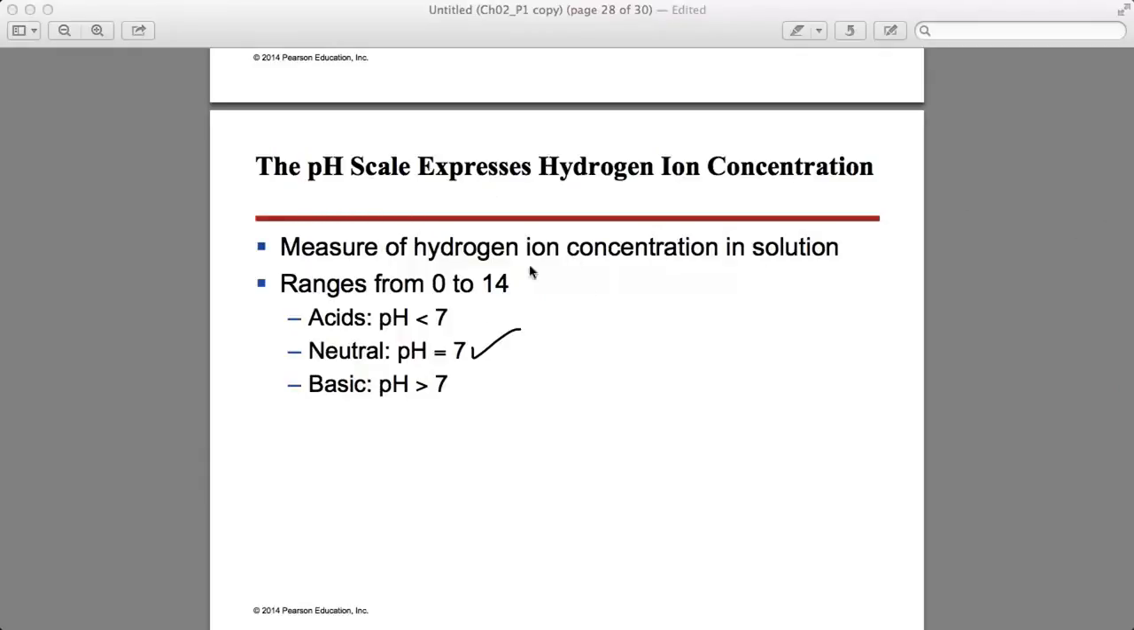This means that you have a lot of hydrogen in solution. The concentration of hydrogen is high. You have a low pH, a very acidic pH. And if you have very low levels of hydrogen, you form a basic solution or an alkaline solution, and your pH is greater than 7.